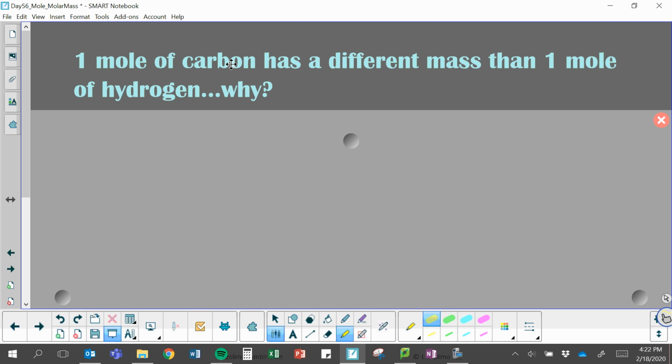Okay, so we can think for a second, if we have 1 mole of carbon, it's going to have a different mass than 1 mole of hydrogen. And that's because, why? It's because this mole is just telling us how many atoms. It's like saying, let's just replace that with a small number. What if we had 5 atoms of carbon and 5 atoms of hydrogen? Which one is going to have more of a mass? And we know that carbon will, because carbon itself has its own mass that's bigger than hydrogen.